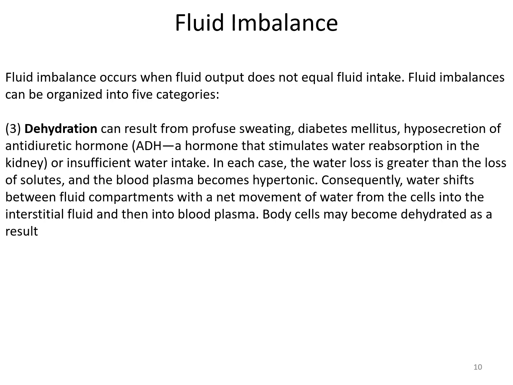So consequently, the water then shifts between the fluid compartments. You have a net movement of water from the cells into the interstitial fluid and then into the blood plasma. And so the body cells can become dehydrated as a result. So we were losing water alone, and that concentrated the blood.